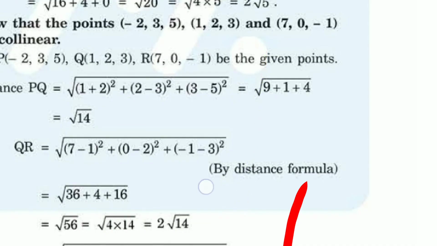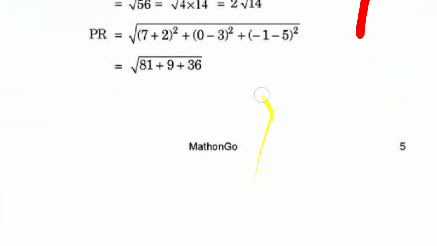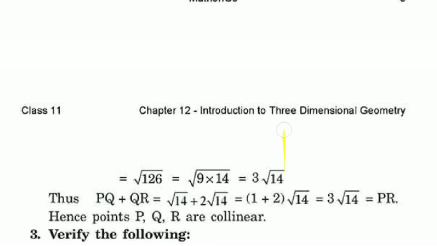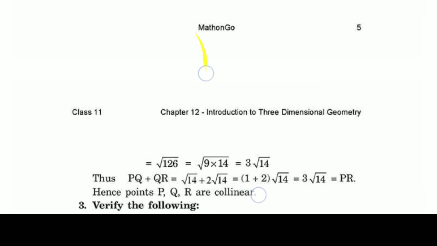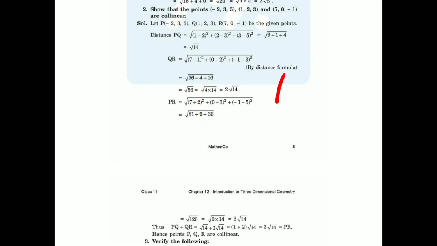Wait, let me enlarge it. See, PR is 3 root 14, sorry. So what we have, PQ plus QR, root 14 plus 2 root 14, is equal to 3 root 14. This is equal to the third side. So the sum of 2 sides is equal to the third side. Hence, we are going to conclude that the 3 points are collinear.